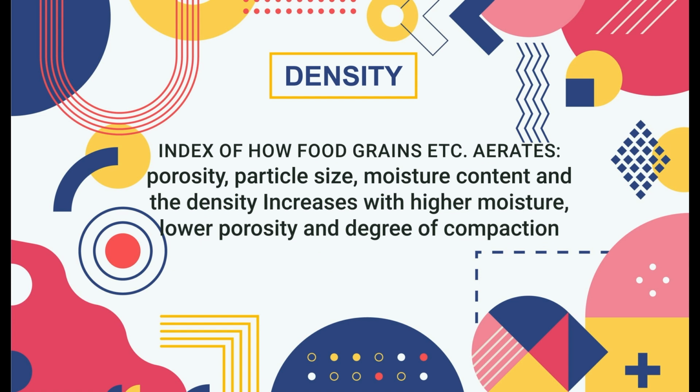Now, an index of how loosely the food grains are aerated: bulk density will depend on porosity, particle size, moisture content and density. It increases with the moisture. If the moisture level is high, then the bulk density will increase. If porosity is low, bulk density will increase. But if it is more porous, the bulk density will go down. And with degree of compaction, as I told you, one sack on the other, the bulk density will increase.